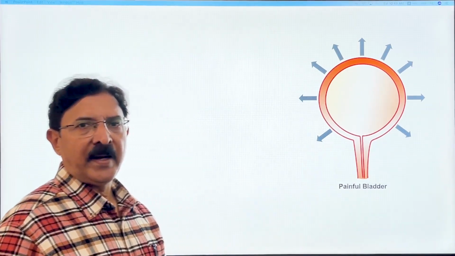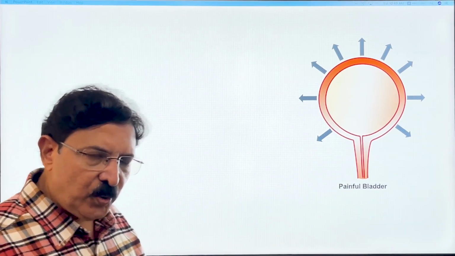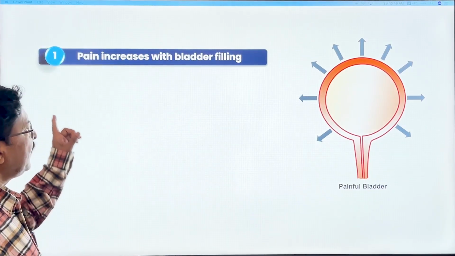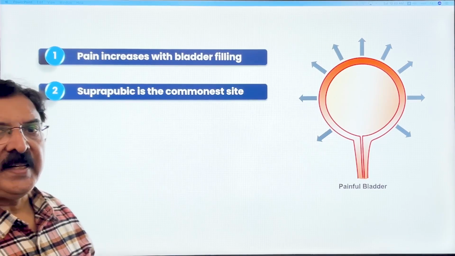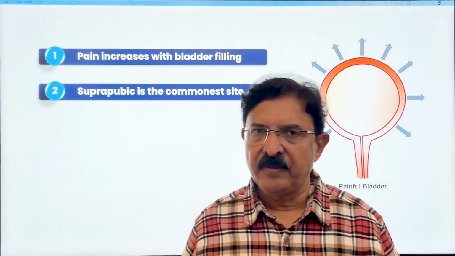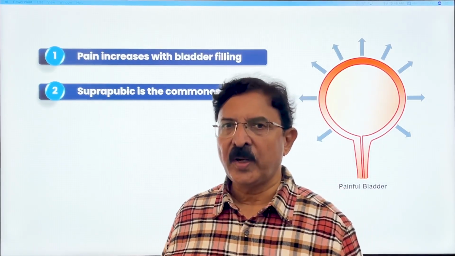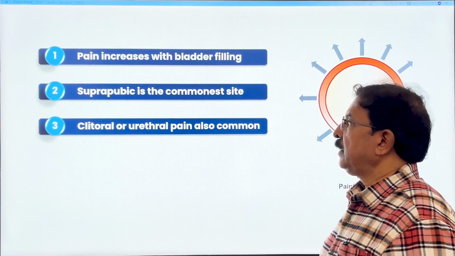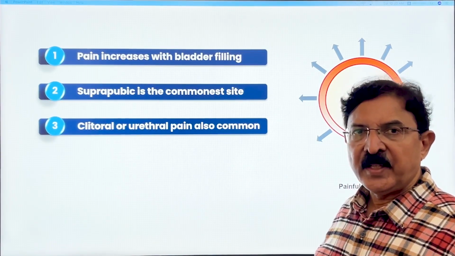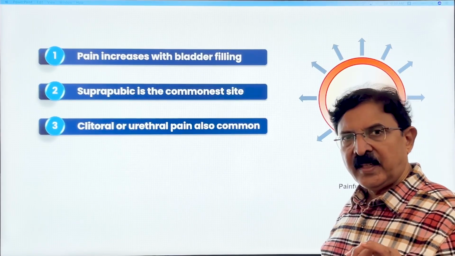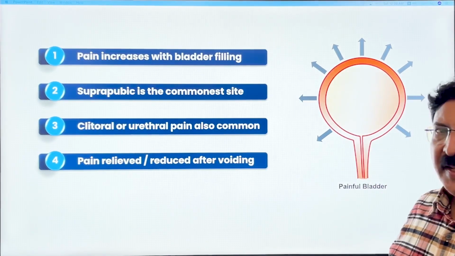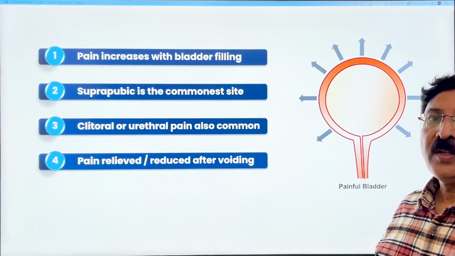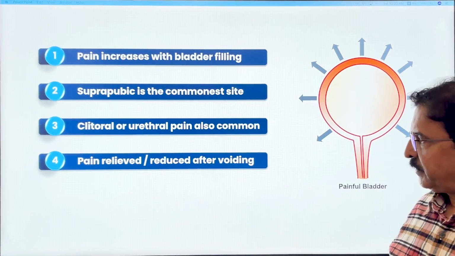What do I mean by painful bladder? What should you ask more from your patient so that you clinch that diagnosis? The pain increases with the bladder filling. The suprapubic site is the commonest site of pain. As the bladder fills up more and more, the pain increases more and more. Some patients complain of pain in the area of the clitoris and in the area of the urethra. This pain is relieved or reduced after passing the urine.